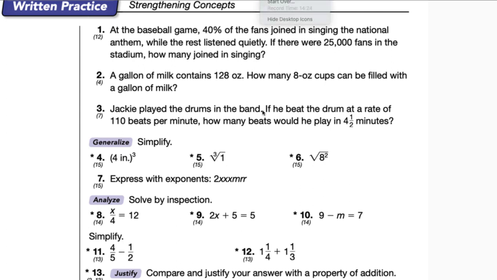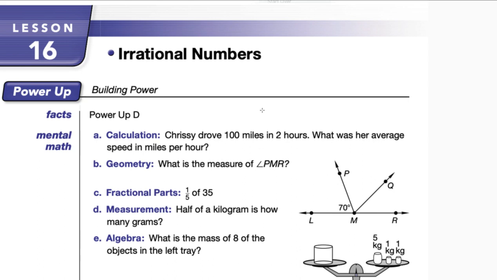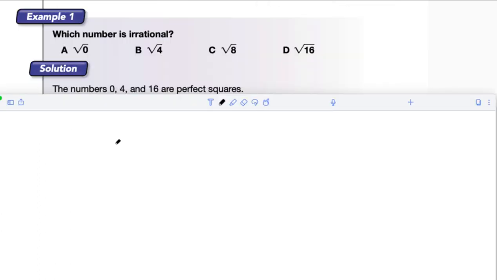Saxon Math, we're looking at lesson 16 in Saxon Math 3. We're going to talk about irrational numbers. Before we look at this example, let's talk a little bit about what an irrational number is.